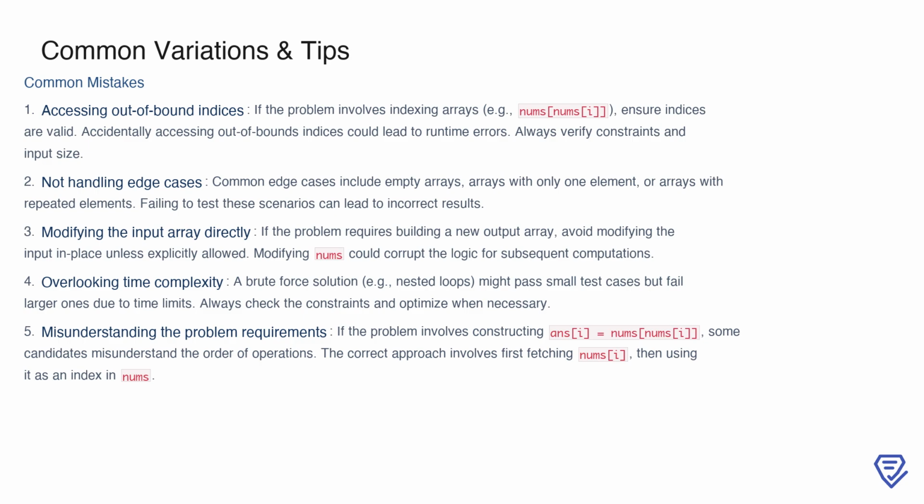Additionally, overlooking time complexity is a frequent pitfall. While a brute force solution might work for smaller inputs, it is unlikely to handle larger test cases efficiently due to time limits. Aim for optimized solutions after evaluating the constraints. Finally, misunderstanding the problem requirements can lead to errors. For example, in constructing ans[i] equals nums[nums[i]], you need to carefully follow the order of operations, first fetch nums[i], and then use it as an index. Misinterpreting this can derail your approach entirely.